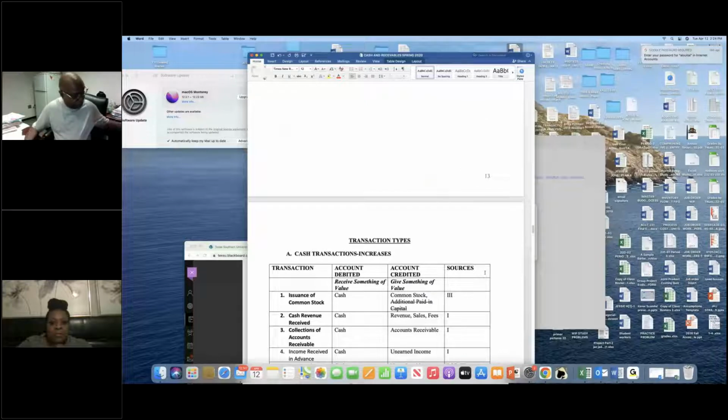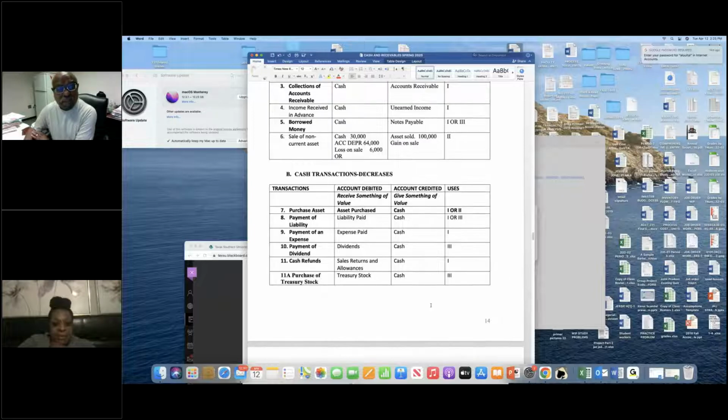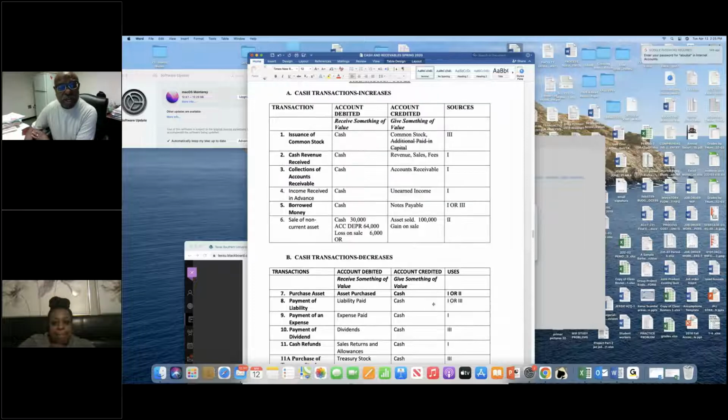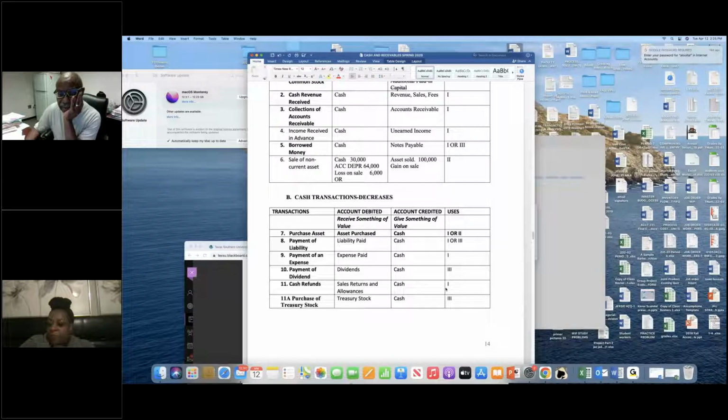Any questions? Yes, can I see this page right here, section B? Which page? The page that you're on for the cash transaction decreases. I just wanted to see 7 through 11. Remember, 7 through 11 is just from the transactions. This is what we've been working with.